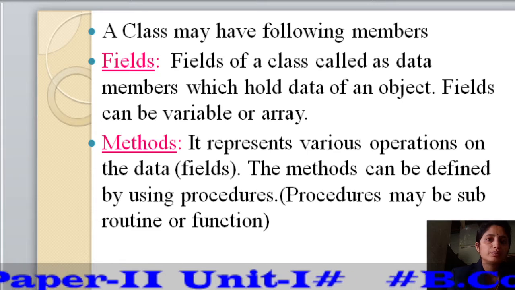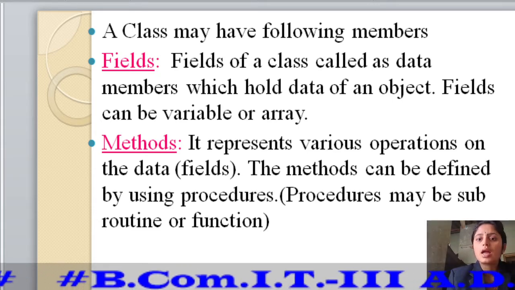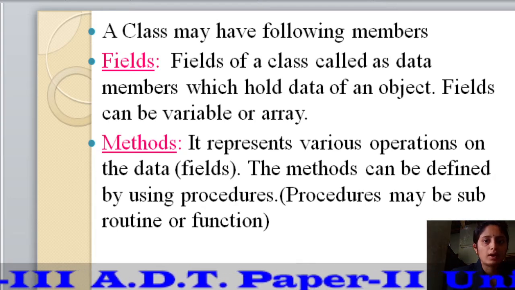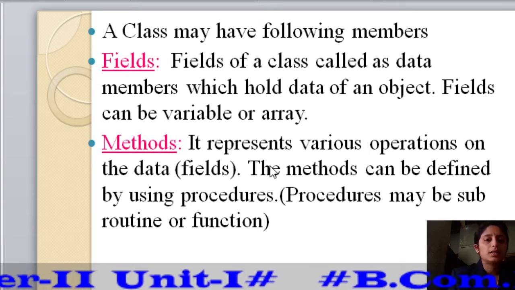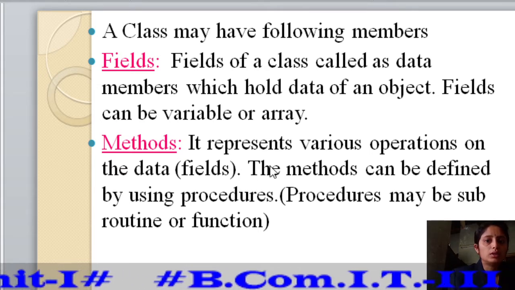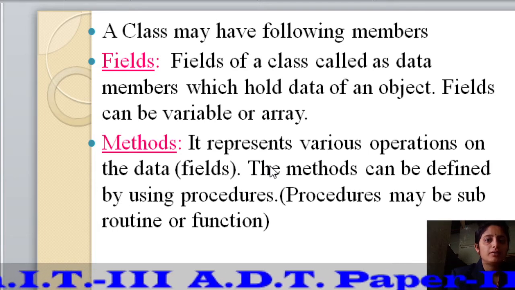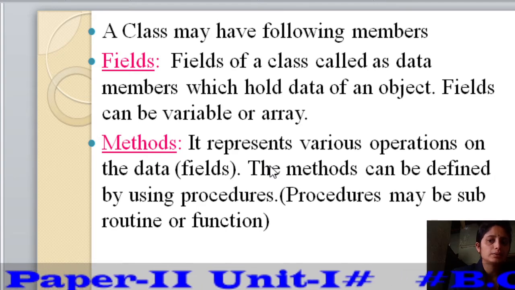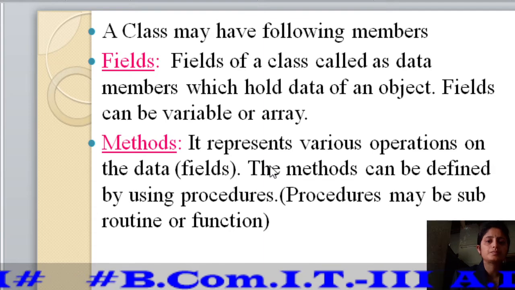What is the difference between a variable and an array? The variable holds only one value, and the array holds a bunch or a collection of values. What are methods? They represent the various operations on the data, meaning fields. The methods can be defined by using procedures. There are two types of procedures, the subroutine or a function.